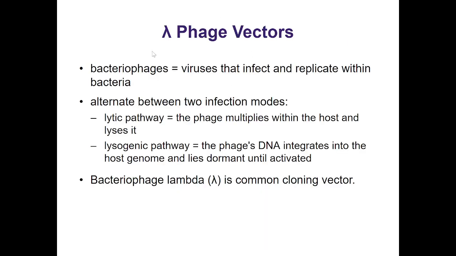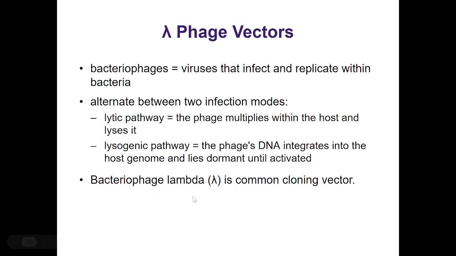So the bacteriophages, these are going to be viruses that infect and replicate within bacteria. They alternate between 2 infection modes. There's the lytic pathway. That's the phage multiplies within the host and then lyses it once it's multiplied. The lysogenic pathway, this is the phage's DNA integrates into the host genome and lies dormant until activated. There's some really crazy human versions of these and plant versions of these that can lie dormant for decades. So this stuff actually gets pretty wild.